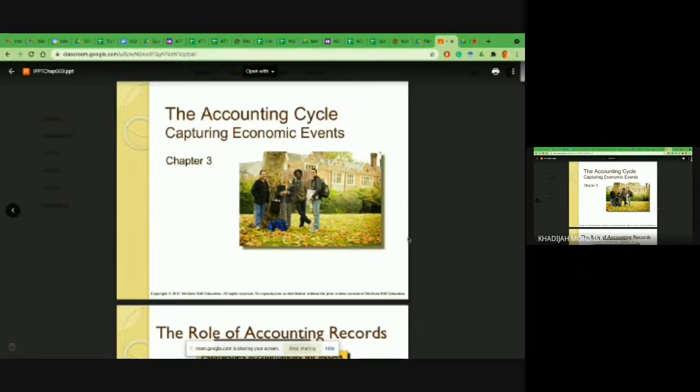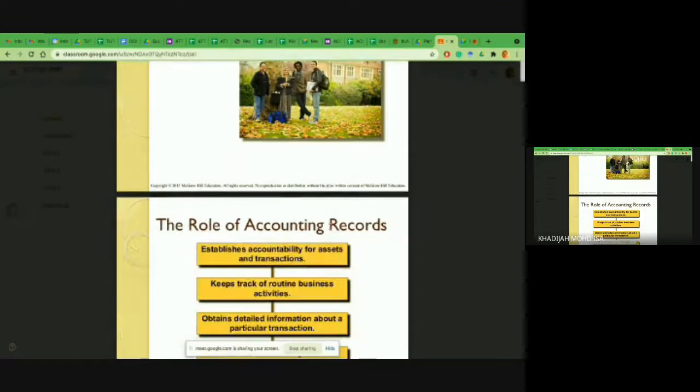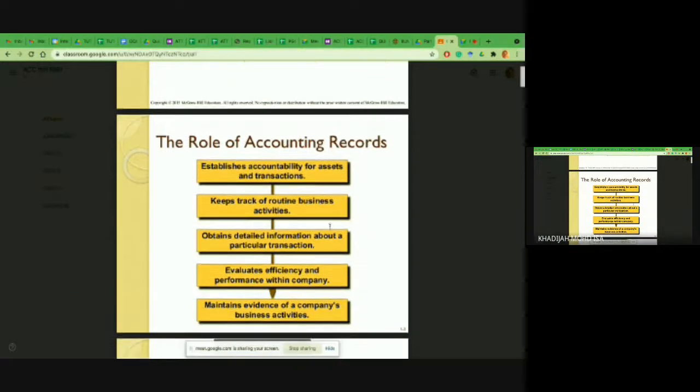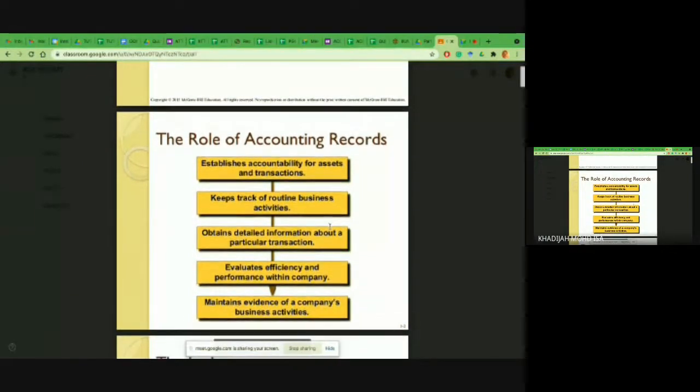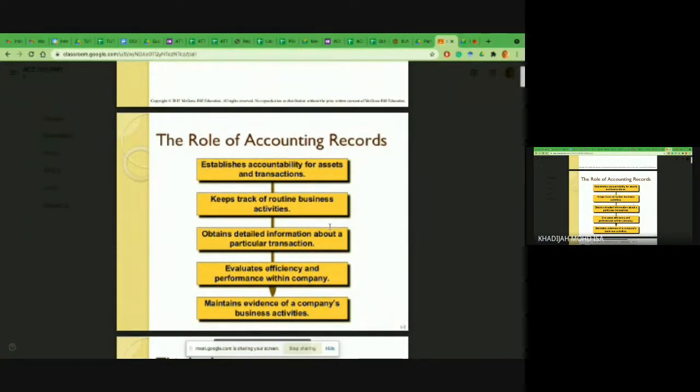Okay, you have the role of accounting, records. Remember that the role is actually to establish accountability for assets. So that's why it says that assets equals liability plus owner equity. It means that for this asset, how is it being financed? You must know. If suddenly you have cash in your bank account, you must know where this cash is from. Is it from accounts payable or from your shareholders, from share capital?